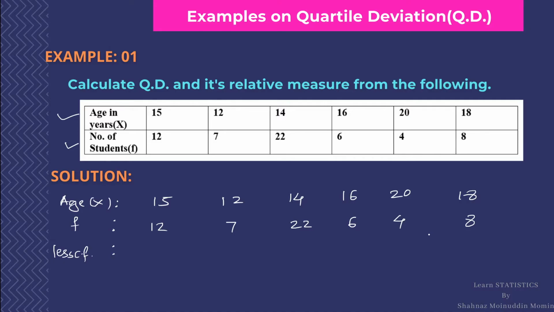To cumulate means to add. The frequency which is obtained by adding the frequencies is known as cumulative frequency. There are two methods of adding the frequencies. The first method is to start from the top of the frequency, meaning from the first value 12, and go to the end, and that is known as less than cumulative frequency. For the more than cumulative frequency, add the frequencies from the bottom, meaning from 8, 4 and so on, and move to the top. That is known as greater than or more than cumulative frequency.